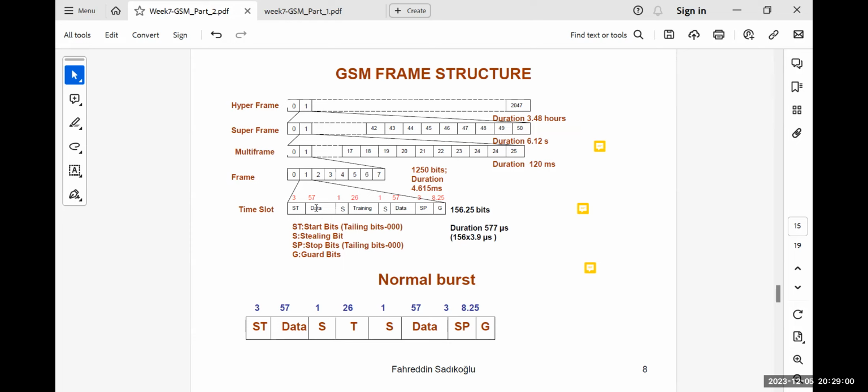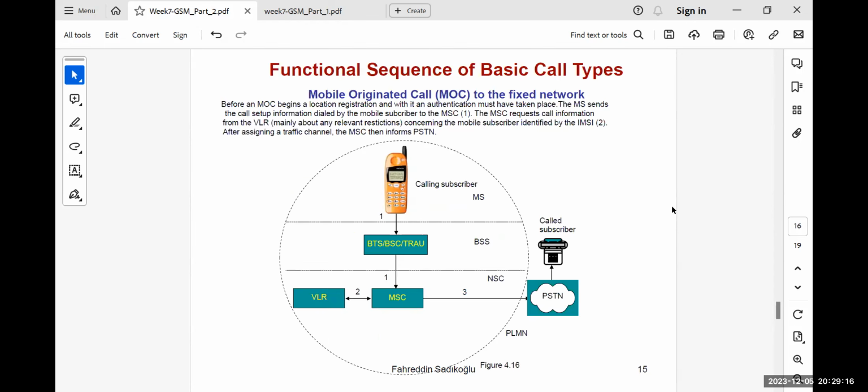So you can say that this is the data. For example, you're talking to someone, so this is the data associated with that, right? And a number of time slots make a frame, a number of frames make a multiframe, a number of multiframes make a superframe, and a number of superframes make a hyperframe. And this is how the overall GSM frame structure looks, right?